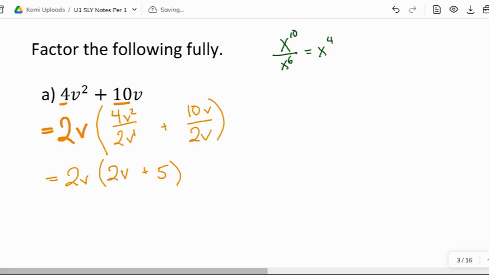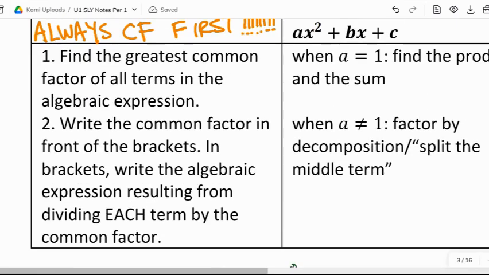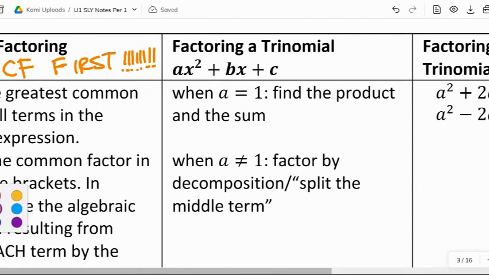Okay, can I do anything more? No, I stop. This is common factoring. It's literally taking the expression and reducing the coefficients and reducing the exponents. That's all common factoring is. Okay, is there another common factor? No. Next, factoring trinomials. This is such a fun one.